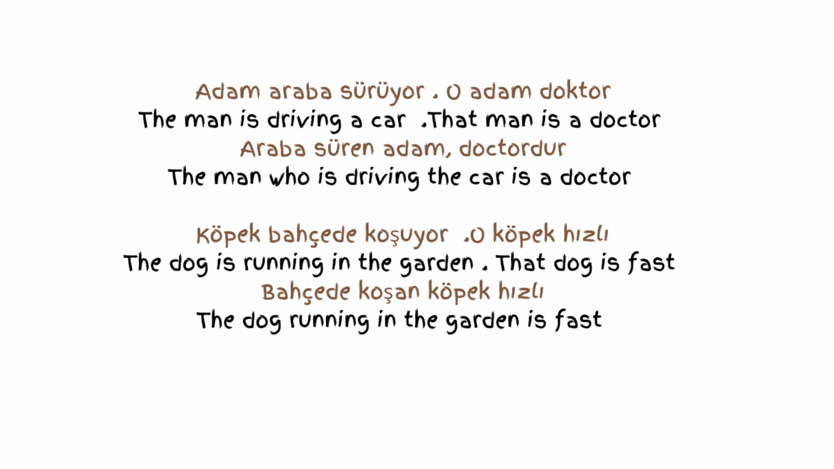We're going to begin with the object. I have an object, which is araba, the car. Araba, followed by the verb, which is sürüyor. Okay.